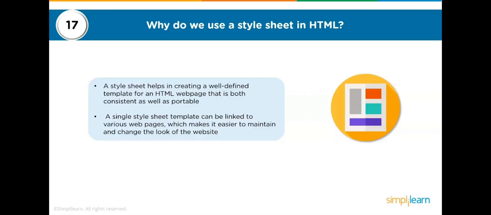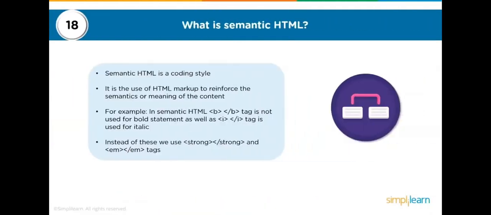Now the 18th question, what is semantic HTML? The answer for this question is, semantic HTML is a coding style. It is the use of HTML markup to reinforce the semantics or the meaning of the content. For example, in semantic HTML the b tag is not used for bold, and the i tag is not used for italic. Instead we use the strong and em tags.